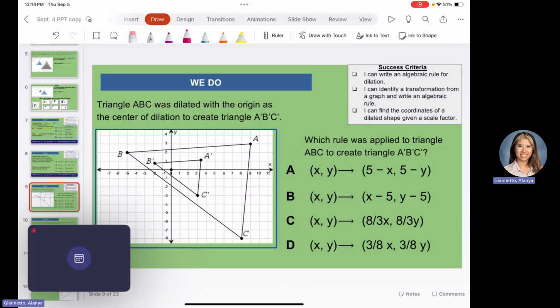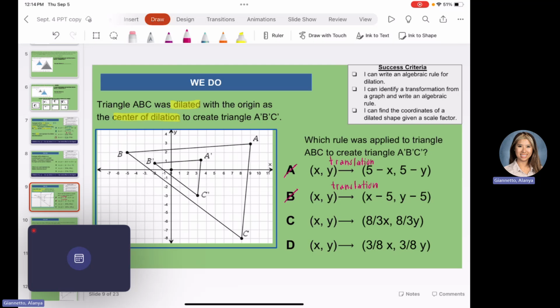Okay, then we have the next we do. It says triangle ABC was dilated with the origin as the center of dilation to create triangle A prime, B prime, C prime. Which rule was applied to triangle ABC to create triangle A prime, B prime, C prime? Okay, so first off, we can go ahead and use process of elimination because again, A and B are for translations. So they're not even for the correct transformation that we're talking about.